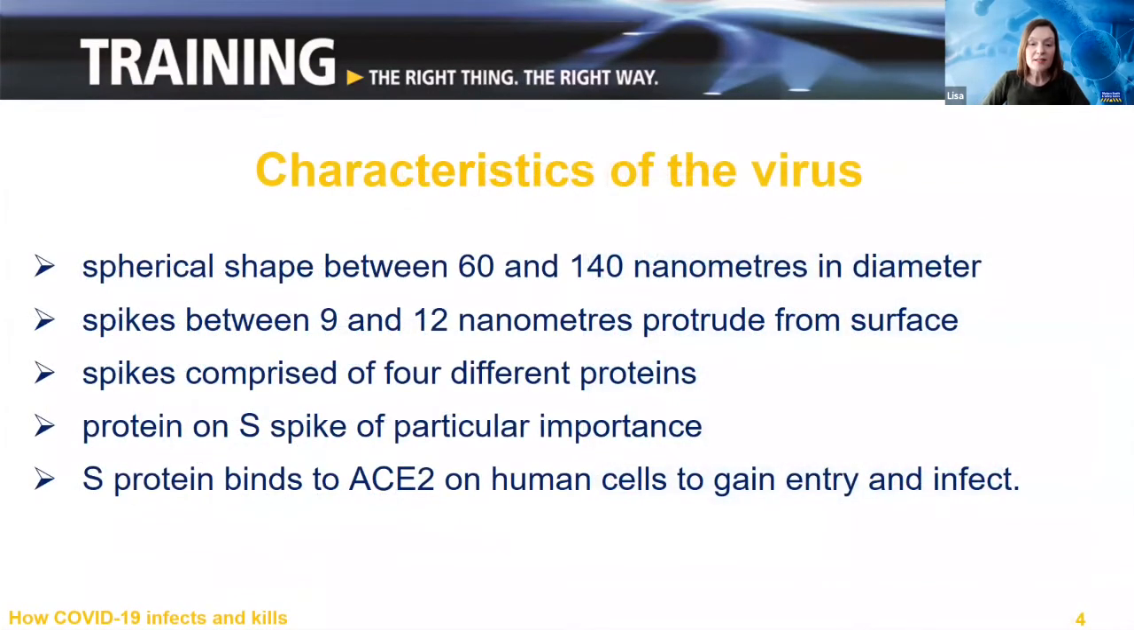Like all coronaviruses, this virus is spherical in shape. It typically measures between 60 and 140 nanometers in diameter. The exterior is made of 4 different proteins, ranging in size from 9 to 12 nanometers. The largest of these proteins, the S or spike protein, is important because it has the ability to attach to the ACE2 protein. This protein is found on the surface of many different human cells, including those in the lungs, arteries, heart, kidneys, and intestines. The virus binds to ACE2 like a key inserted into a lock to gain entry and infect human cells.